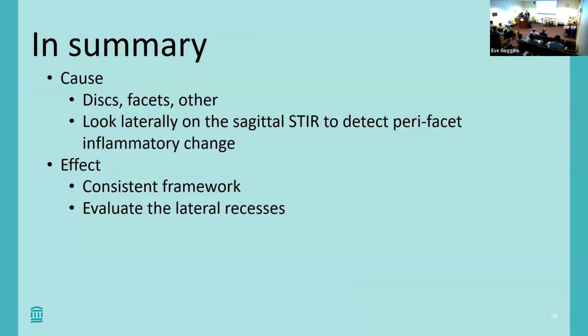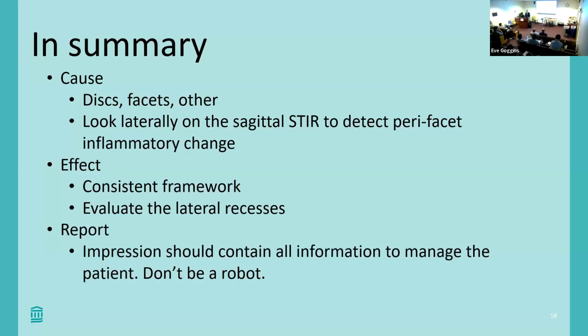We spoke about the effect: spinal stenosis, foraminal stenosis, lateral recess stenosis. Don't forget to evaluate the lateral recesses and then put everything into a framework so you can justify, I think it's mild foraminal stenosis because it's touching on two sides, things like that. And then we spoke about the report, where the impression should contain all the information necessary to manage the patient. And don't be a robot.